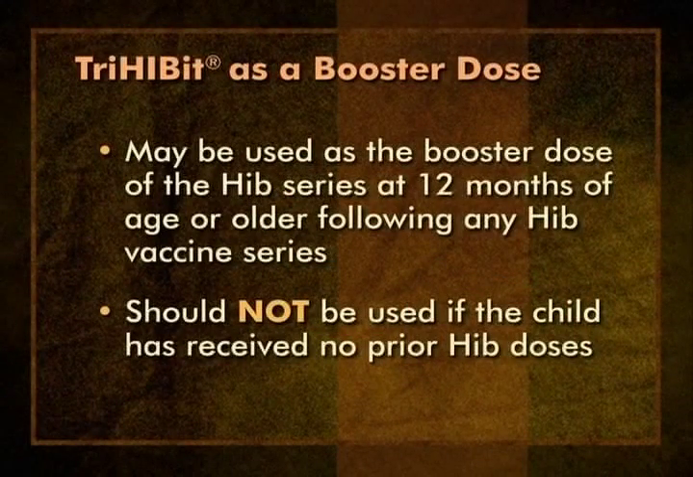Although not in the package insert, ACIP recommends that while Trihibit cannot be used for the primary series, it may be used as the booster or final dose at 12 months of age or older following any HIB vaccine series, including a COMVAX primary series. So to use Trihibit, the child must be at least 12 months of age and have received at least 1 prior dose of HIB vaccine. Trihibit should not be used if the child has received no prior HIB doses, regardless of the child's current age.